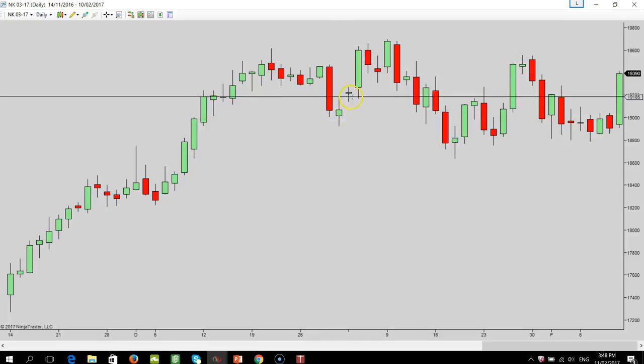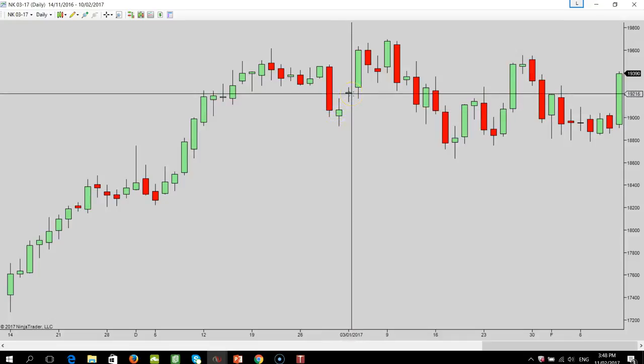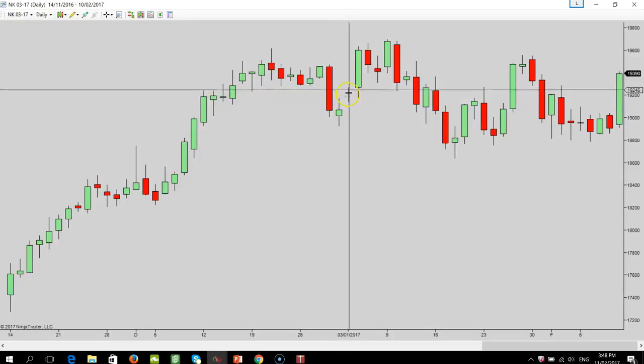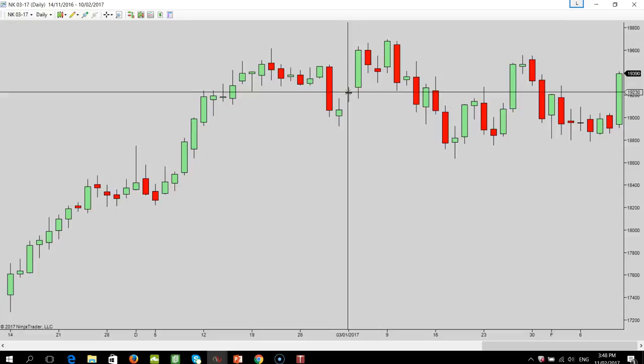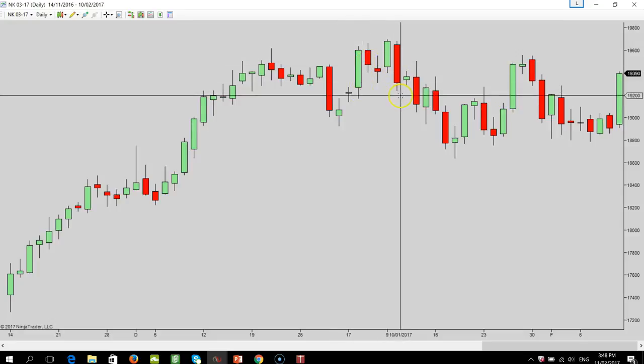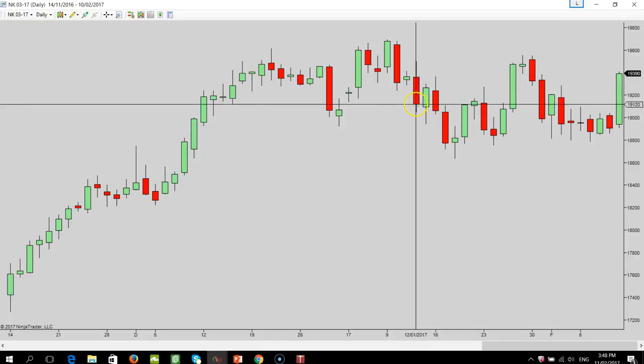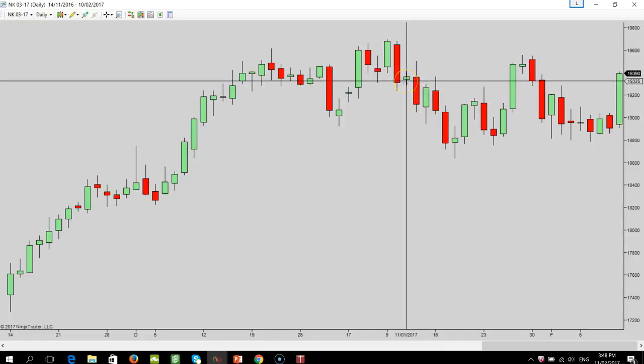Where's the 3rd? Here's the 3rd. So you're selling it on the 3rd, 19,210. It's a small one, because I believe the 3rd of January is a trading holiday in Japan. And covering it back on the 11th. Well, the 11th was January 11th. 11 was a Wednesday.